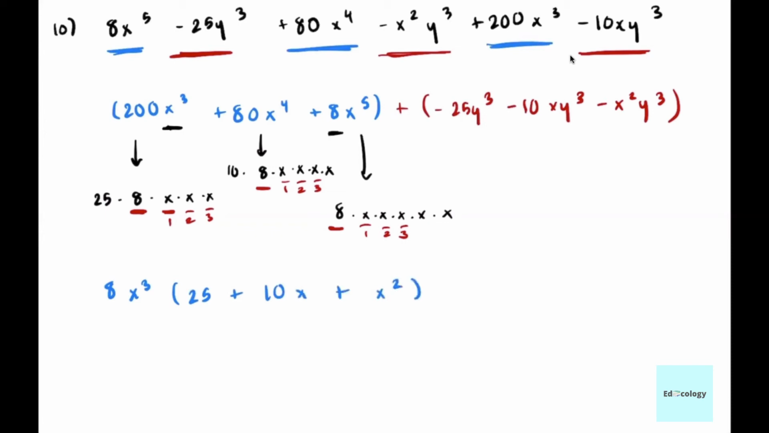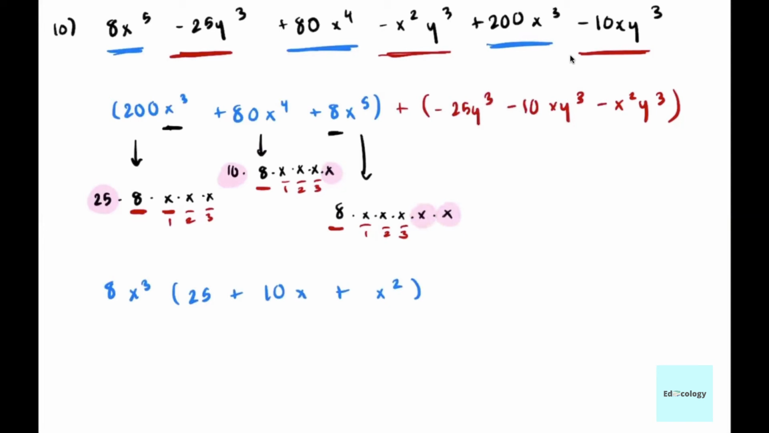How did I figure out what to write inside here? I just look at what factors I have left. So here we have only 25, which is why I wrote 25. Here I have 10 and x, so 10x. Here I only have x. Actually, I have 2 x's, which is why I wrote x squared.